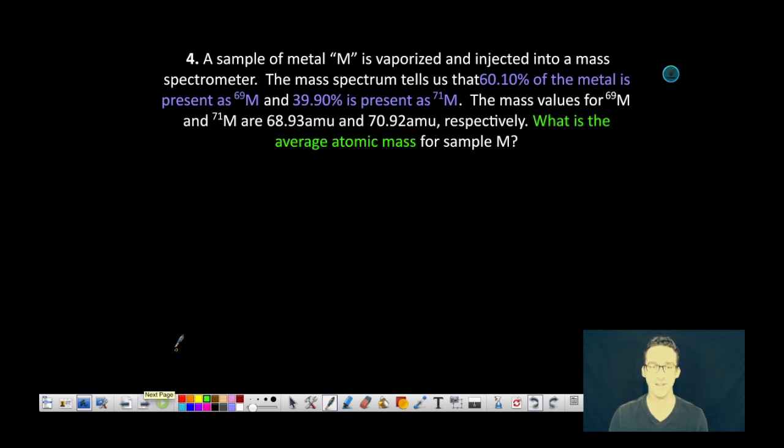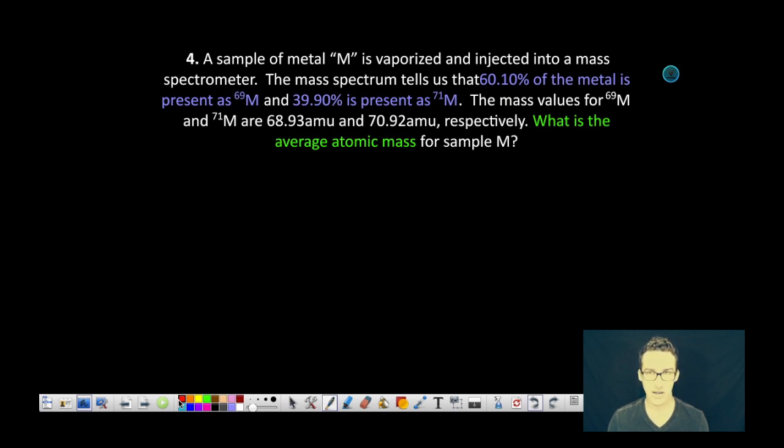Question number 4. If we take a look at question number 4, it says a sample of metal M is vaporized and injected into a mass spectrometer. The mass spectrum tells us that 60.10% of the metal is present as M69 and 39.90% is present as M71. The mass values for M69 and M71 are 68.93 AMU and 70.92 AMU respectively. What is the average atomic mass for sample M?